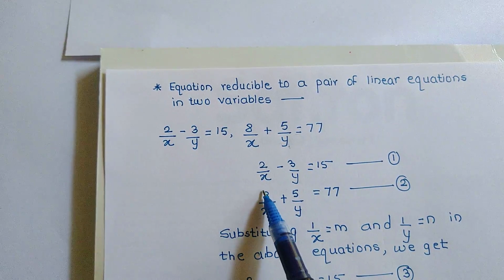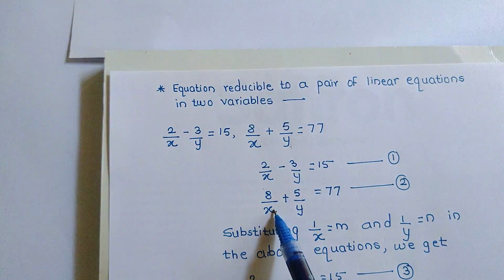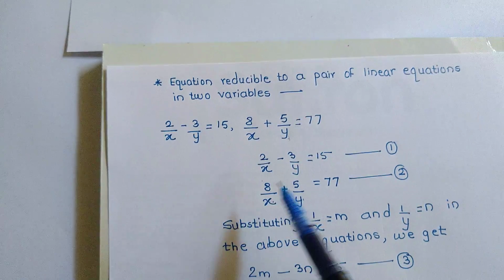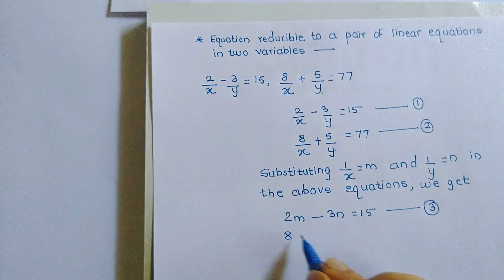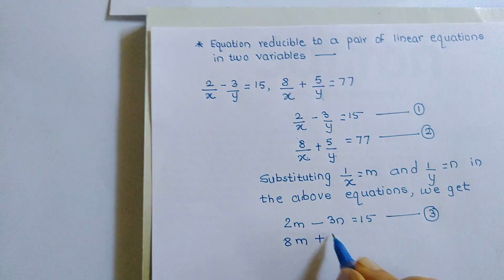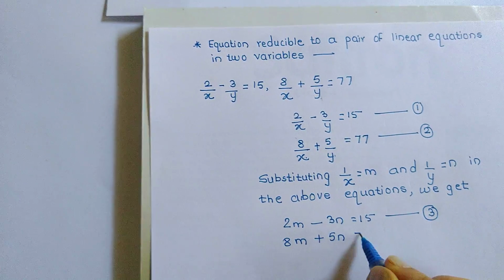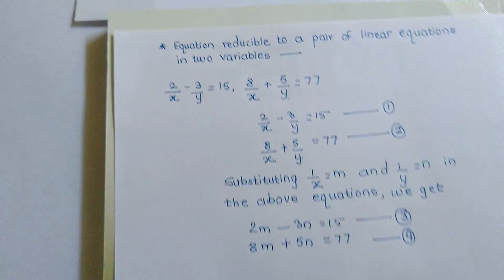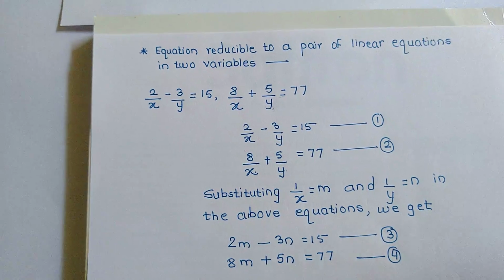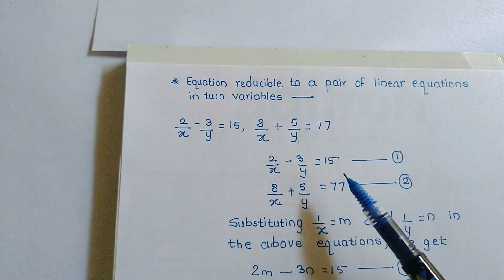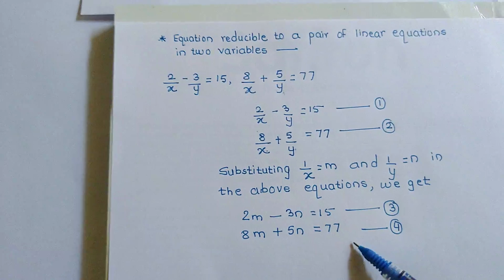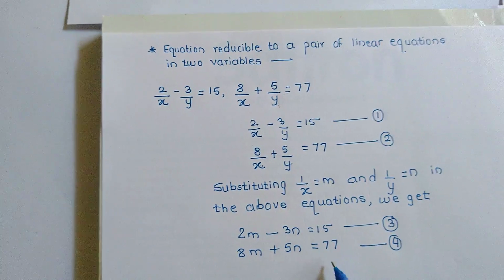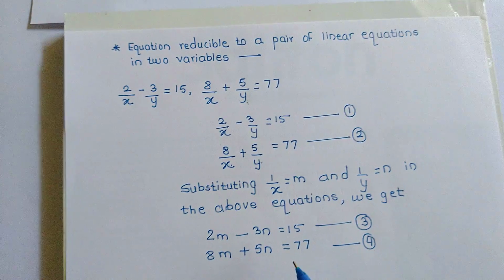Now in equation 2, 1 upon x is substituted as m, 1 upon y is substituted as n. So this will be written as 8m plus 5n is equal to 77. Give it equation number 4. So what we have done, using the substitution method, we have converted equations which are not linear into equations which are linear. So as we have got two linear equations, let us proceed by solving these two equations.